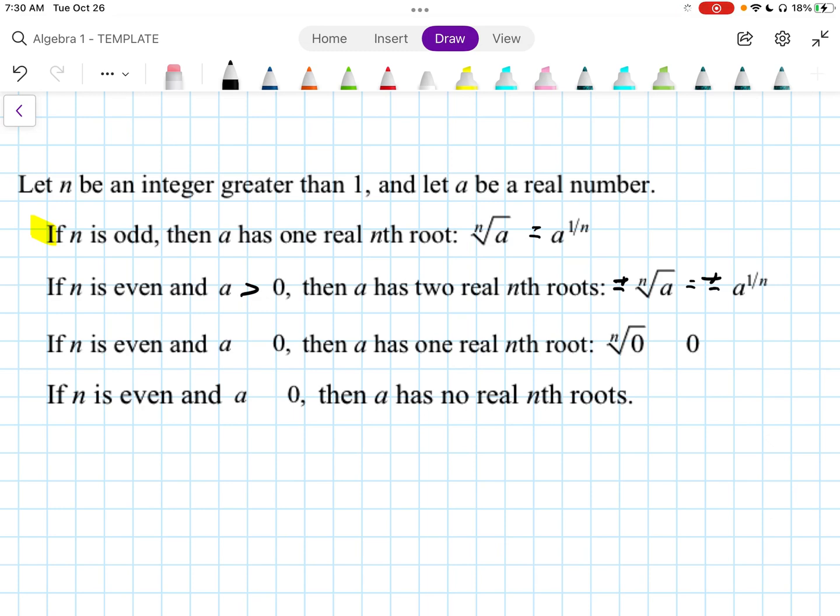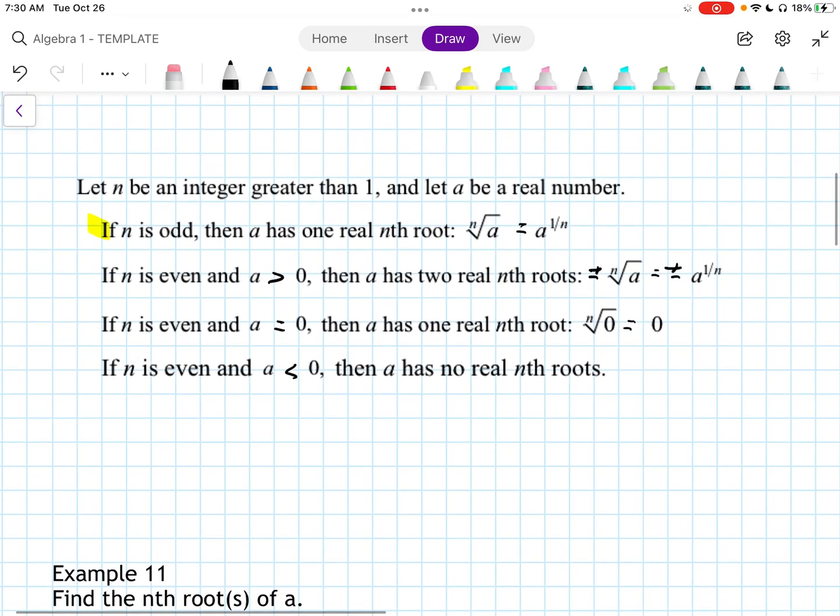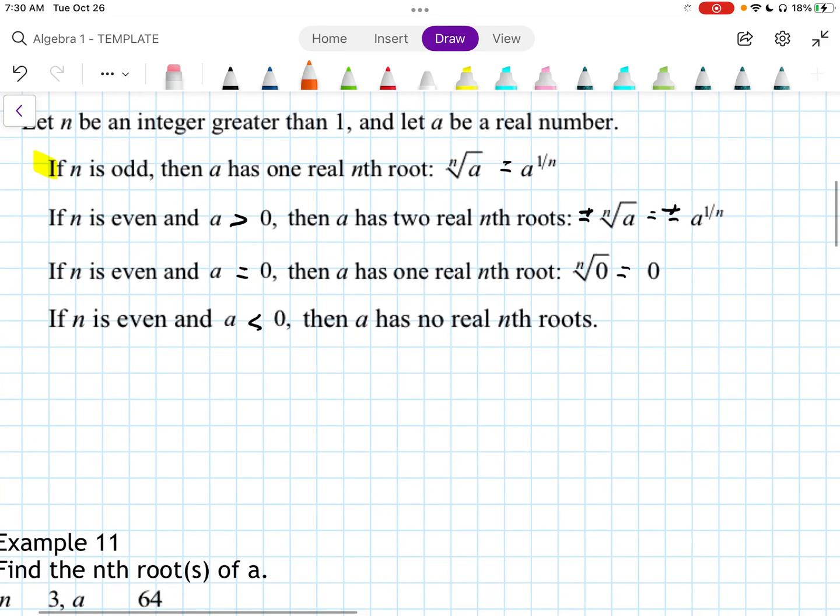If n is even and a equals 0, then a has one real nth root. The nth root of 0 is 0. If n is even and a is less than 0, then a has no real nth roots. All right, and what are all these meaning? This bottom one, it's probably the easiest one. It's talking about even. It's saying that the square root of, like, -4 does not exist, right? There's no square root of -4. -4 is less than 0, so it's saying it has no root.